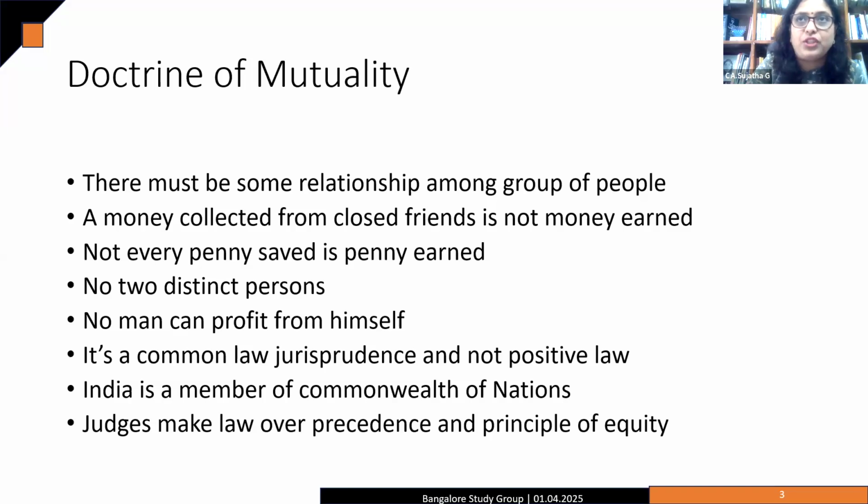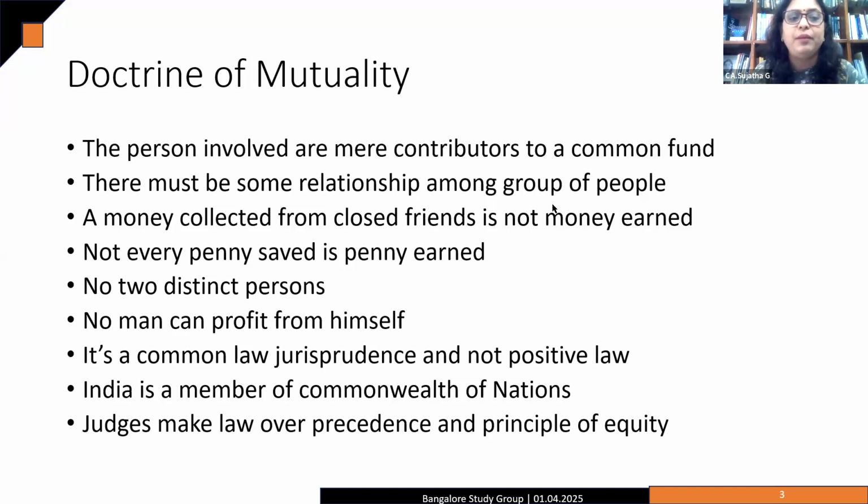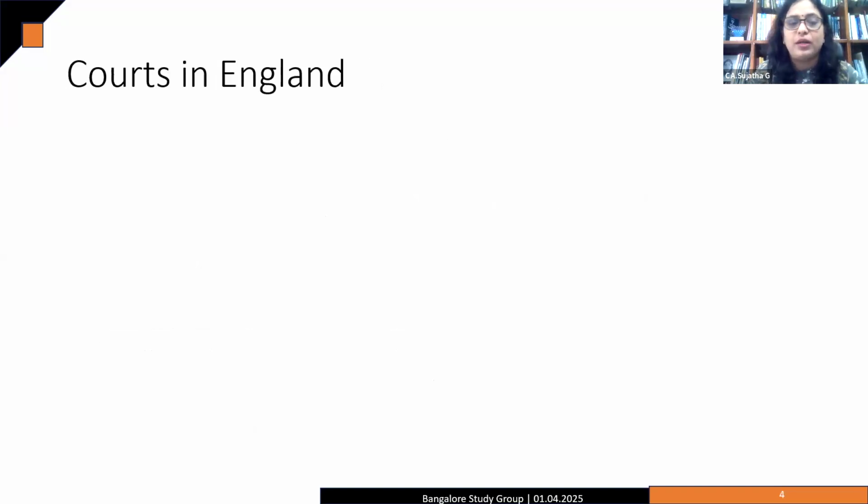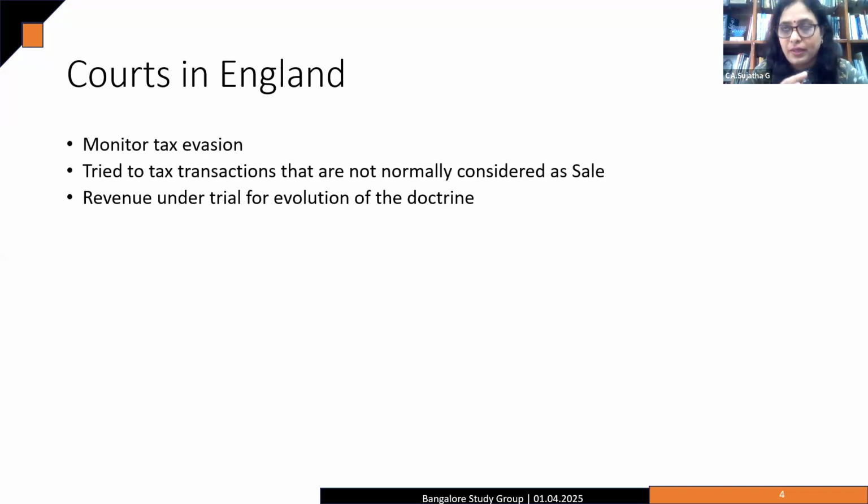So when the association or club or whatever it may be, when the members, that is a group of people, core members, act on behalf of the other members, they do not intend to make any profit. So they work for themselves, they serve for themselves. So the profit element is missing. So this is the basic concept of mutuality. This is derived from the common law. So when I say common law, first and foremost, we have to take the guiding principles or precedents from the English court.